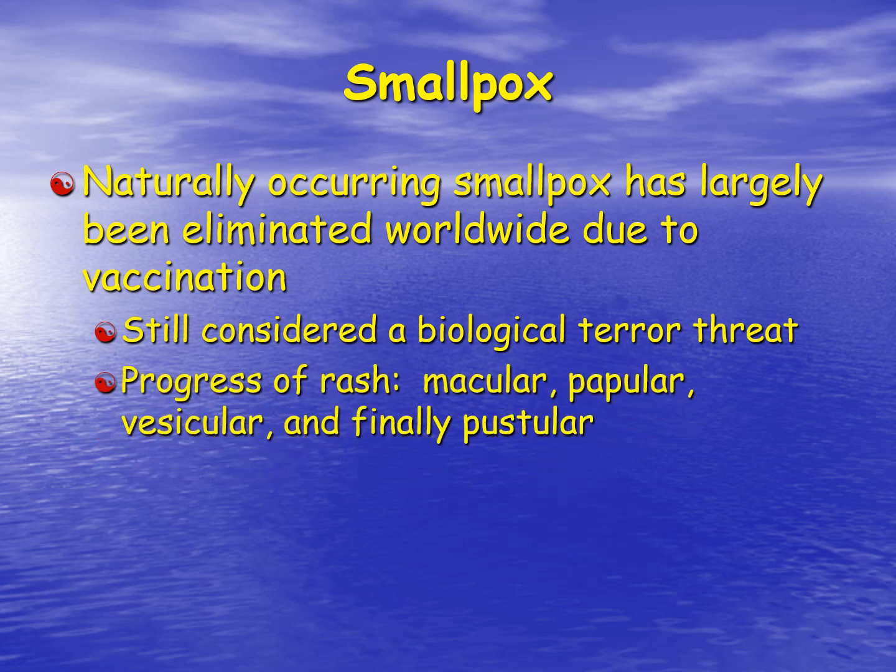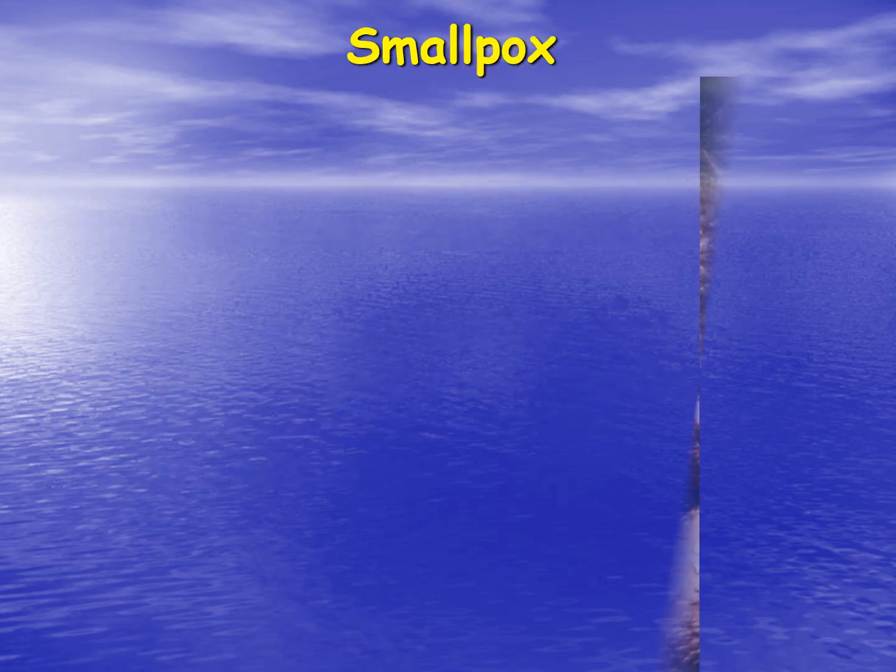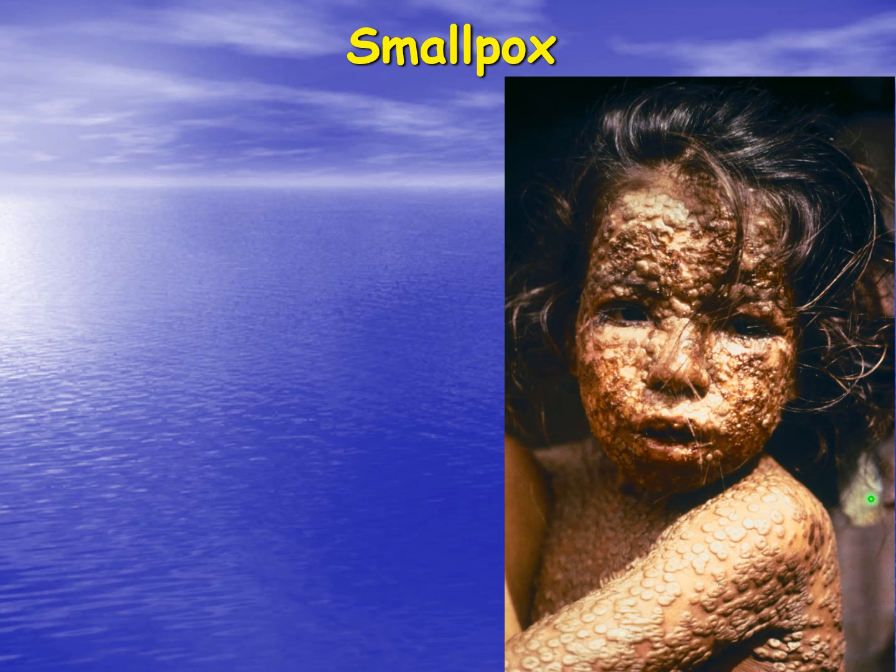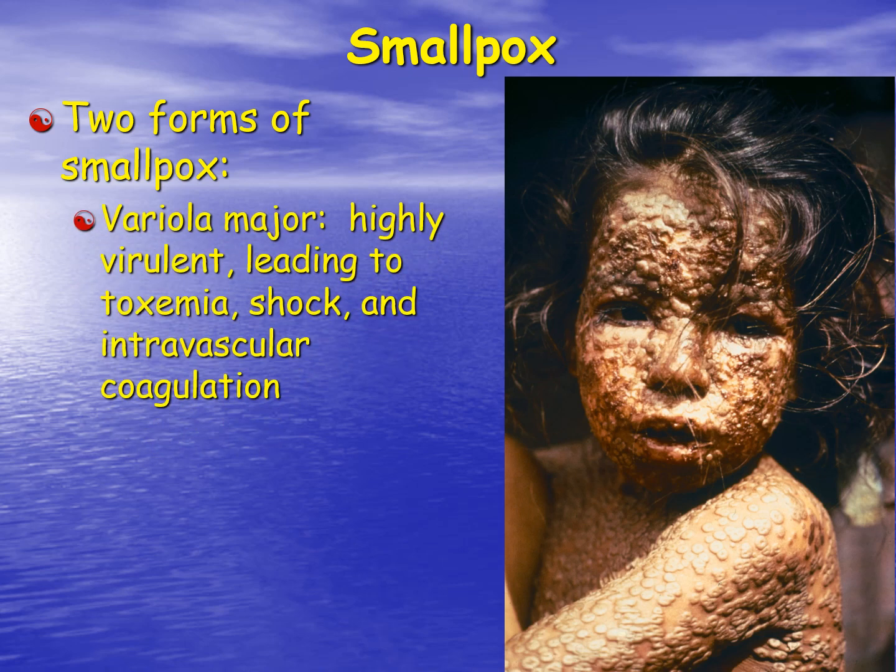The progression of the rash can be macular, papular, vesicular, and finally pustular, and this is simply size and what type of fluid is found. And typically the pox lesions will leave serious scar tissue behind. So here's a little girl covered with these pox lesions, and if she survives, all of those will actually be scarred in.